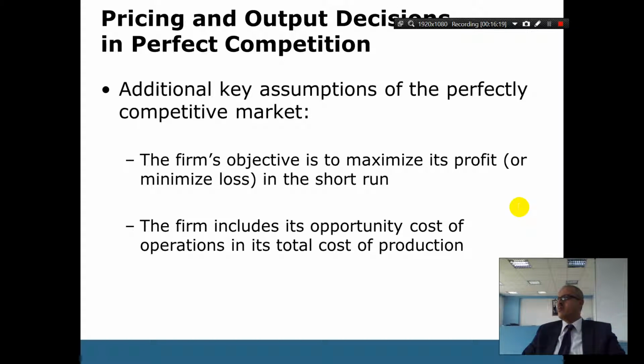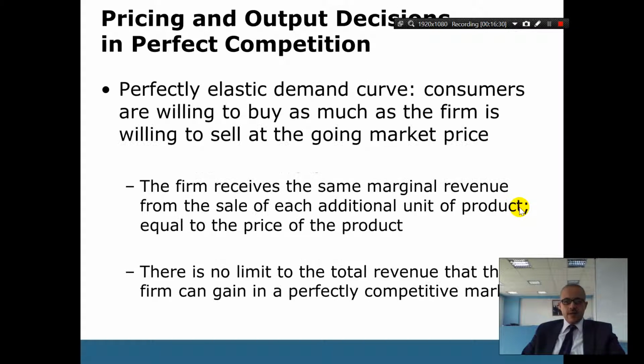Some of the other assumptions about perfectly competitive markets: the firm's objective is to maximize its profit. You guys know what we mean by maximizing profit? Yes. Means we want to get the maximum. And the firm will include its opportunity cost of operations in the total cost of production. So, perfectly elastic demand curve. Does this happen in a competitive market or in a monopoly? In a competitive one. So once we have a perfect competition, we start to have an elastic demand curve. Consumers are willing to buy as much as the firm is willing to sell at the going price.